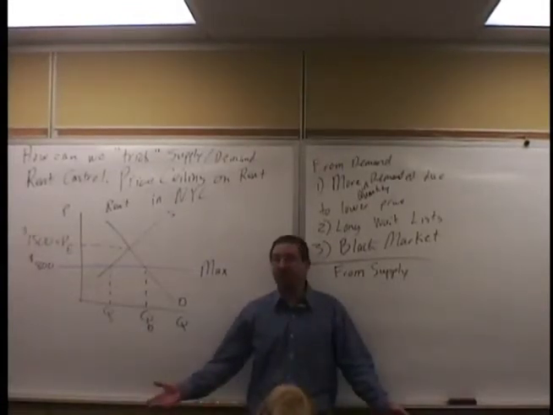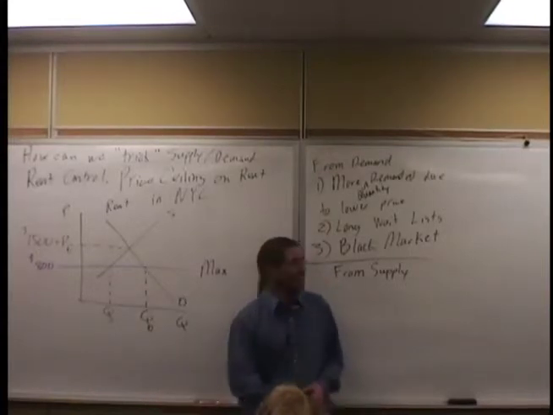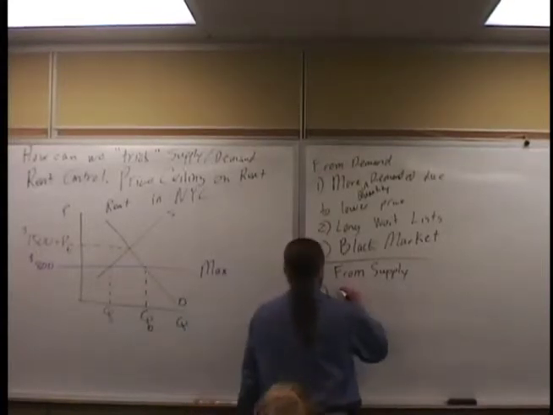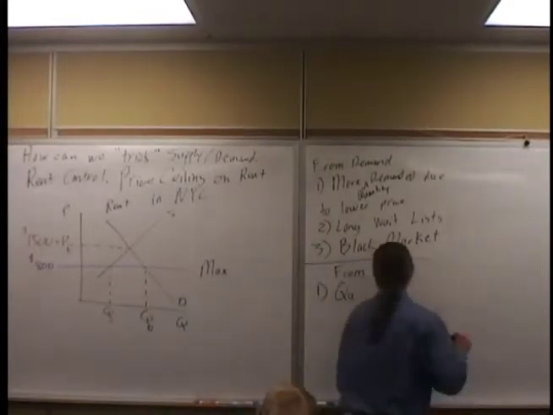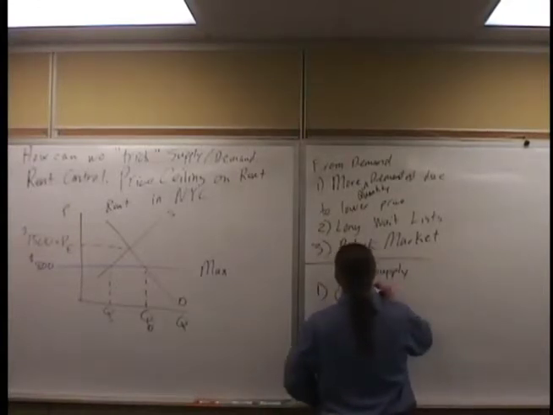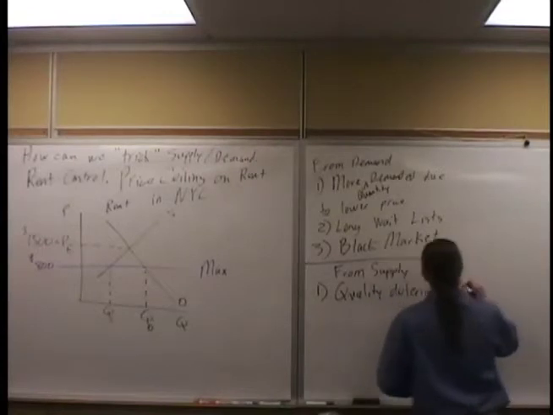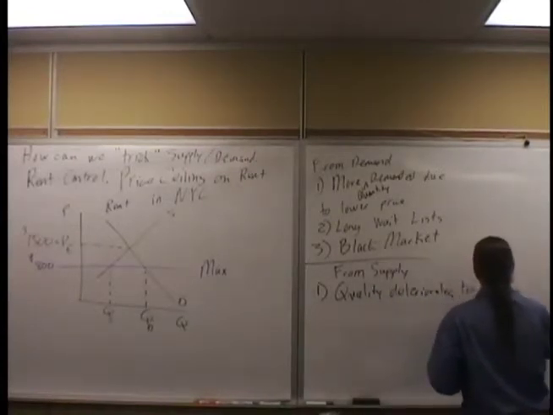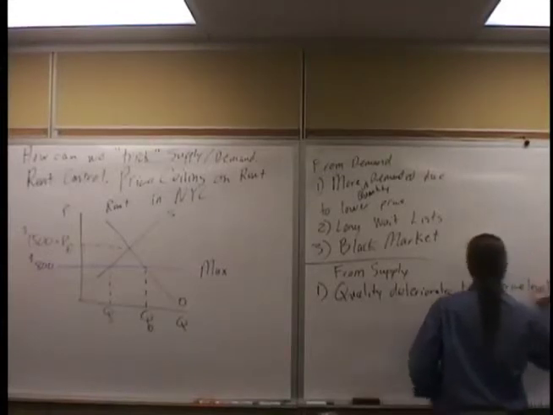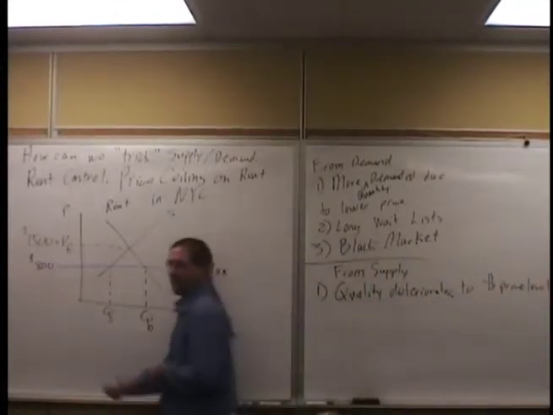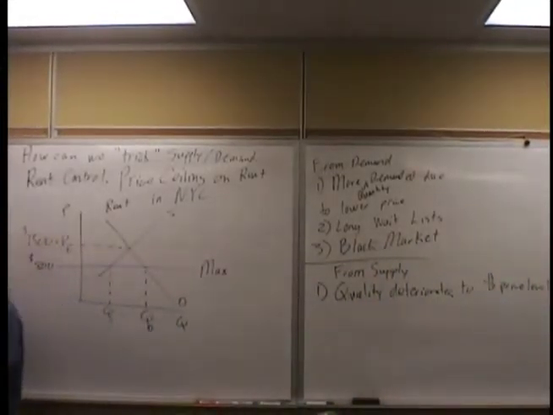I got nowhere else to go, right? So, quality deteriorates to price level. You're going to pay $800 a month for your apartment, you're going to get an $800 a month apartment. You get what you pay for.